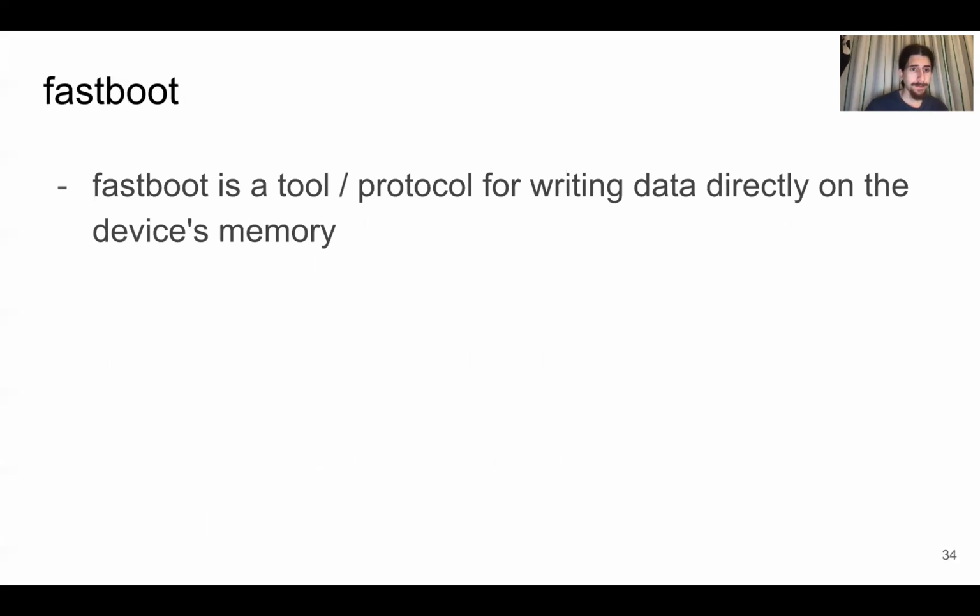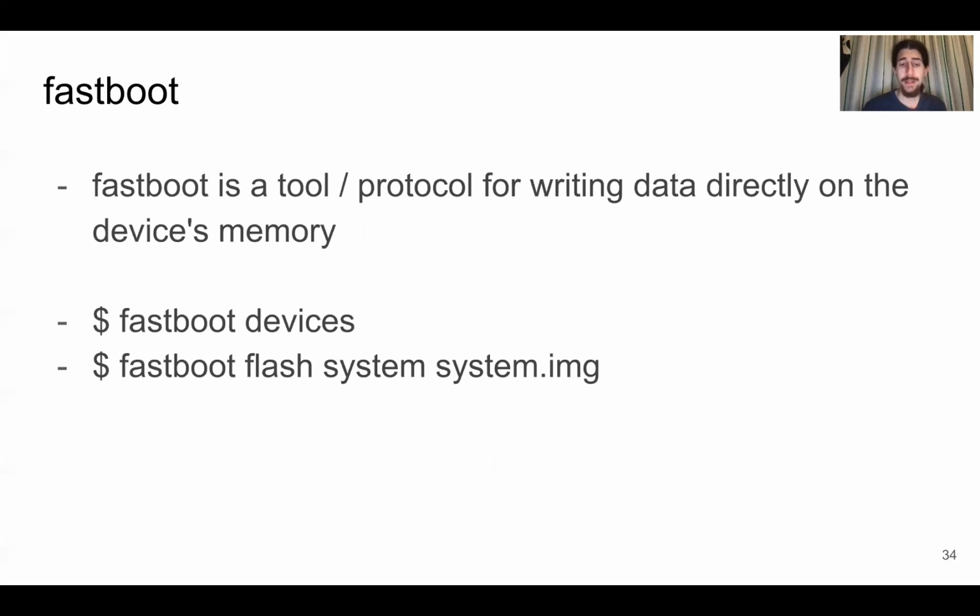Another important thing is fastboot. Fastboot is a tool and protocol for writing data in the device memory. That's the tool we use to flash a partition with new content. You can use fastboot in a similar way that you use ADB. So you can do fastboot devices, and it shows a list of devices with which you can interact with fastboot. And you can launch commands like this: fastboot flash system system.image. This means please flash the system partition with the system.image bytes. So system.image will be a file on your file system, and you want to put these bytes on the system partition.